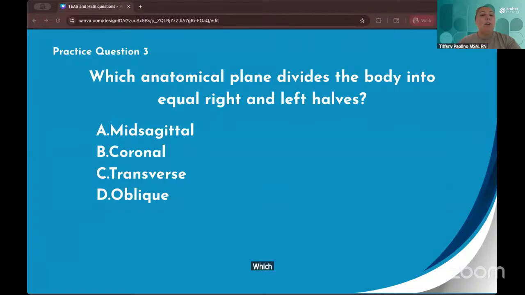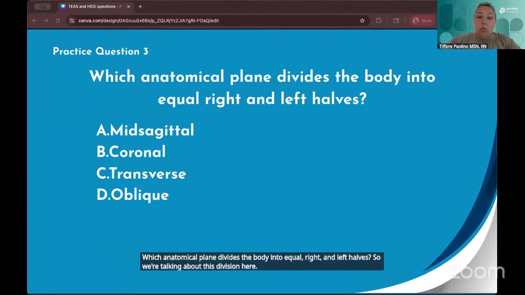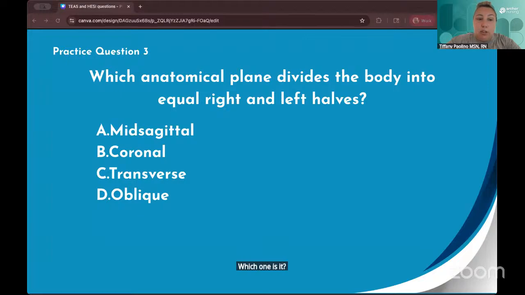Which anatomical plane divides the body into equal right and left halves? We're talking about this division here. Which one is it? Mid-sagittal, coronal, transverse, or oblique? Which anatomical plane divides the body into right and left? Take a moment, less than a minute.